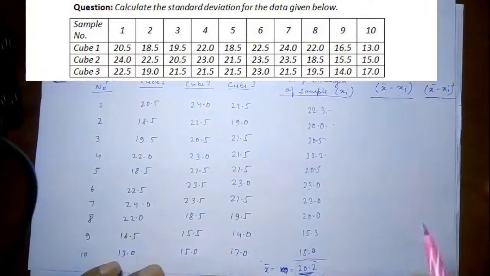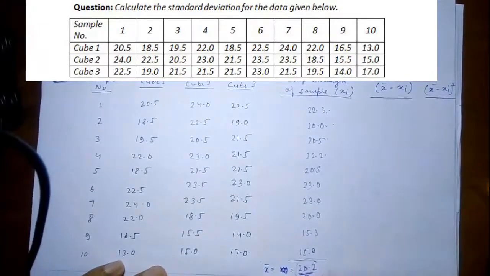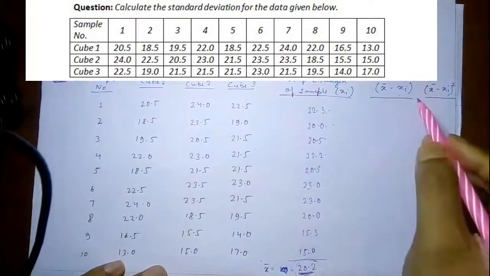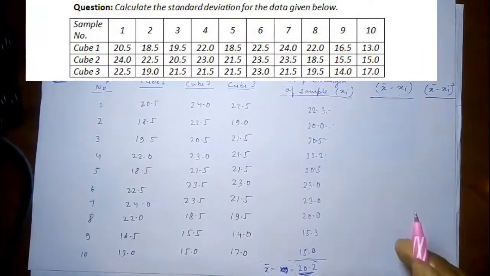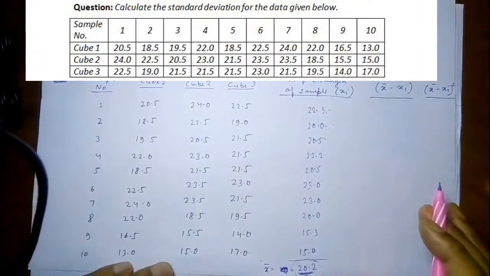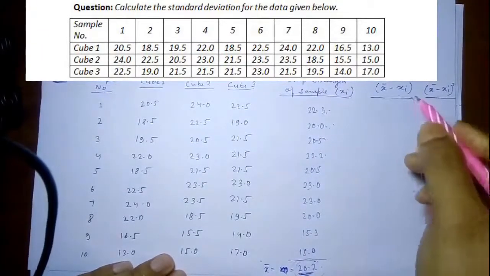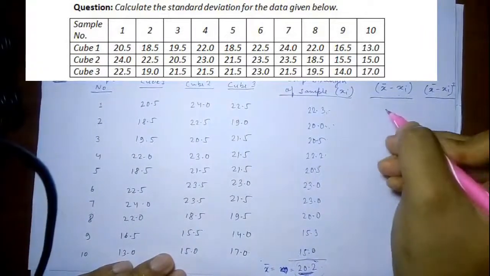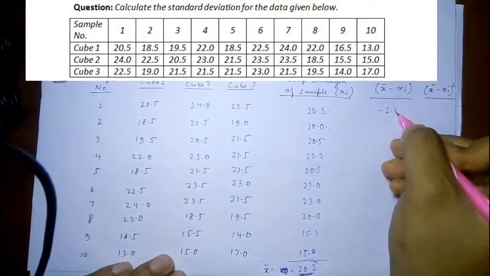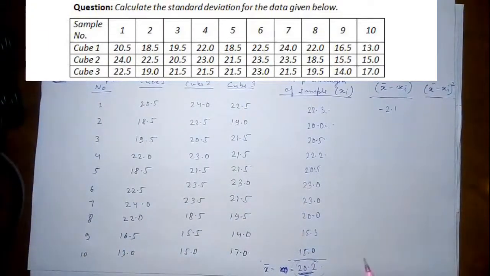So this is x bar minus xi. This will be the x bar value, that is 20.2, minus xi, that is the individual average of every sample. So for the first one, x bar minus xi will be 20.2 minus 22.3, which is minus 2.1.